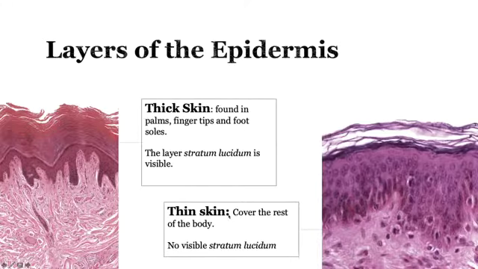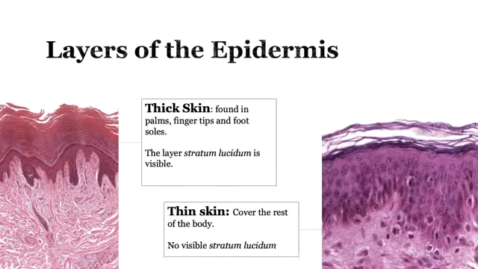So you can find this in your face, chest, back, legs, arms, basically everywhere in our body. And we can see that the first layer of that skin is a lot thinner than what it is here in thick skin. But the technical term that makes thin skin is that there is no visible stratum lucidum. This layer, we can't see that layer here in thin skin.